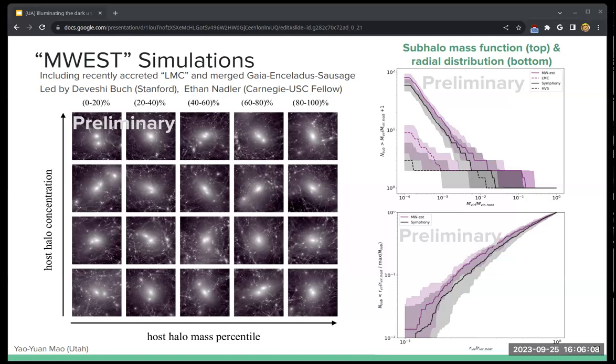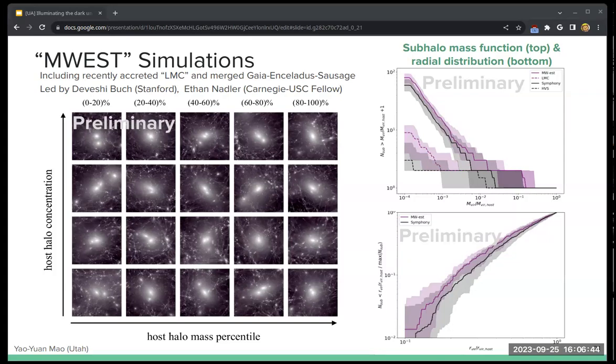And so one thing that we have been doing, with a student at Stanford and also a postdoc at Colloquia, is this Milky Way analog simulation. We are trying to do a zoom-in simulation with a recently accreted LMC and also with the Gaia-Enceladus-Sausage merger event in the past. That means we will have a range of populations that match the Milky Way in not only halo mass, but also in these two ways. So this is one of the things that we could do.